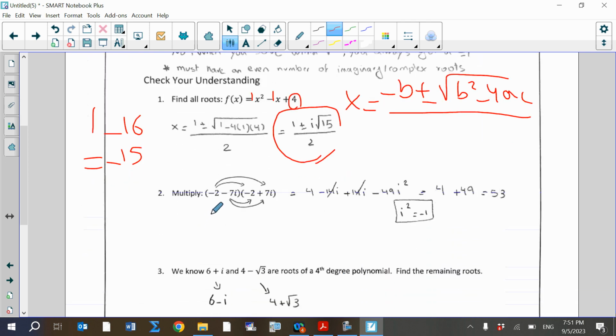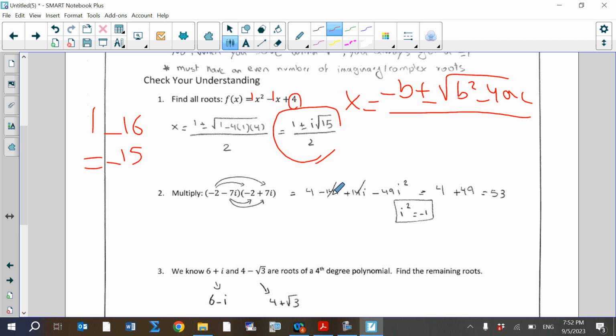Okay, now we're just going to practice a little bit working with imaginary numbers. We have two imaginary numbers here and we want to multiply them together. One of them is negative 2 minus 7i. The next one is negative 2 plus 7i. As we have learned before, we're just going to distribute them. Distribute the first one to the first term. Negative 2 times negative 2 is 4. Then negative 2 times 7i will be negative 14i. Next, we're going to go to the next term. Negative 7i times negative 2 will be positive 14i. Negative 7i times 7i will be negative 49i squared.